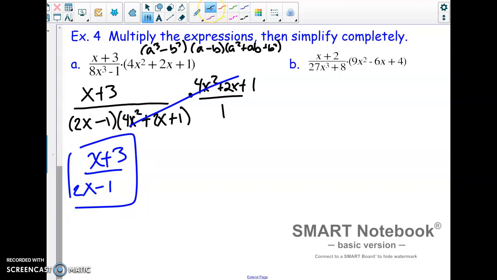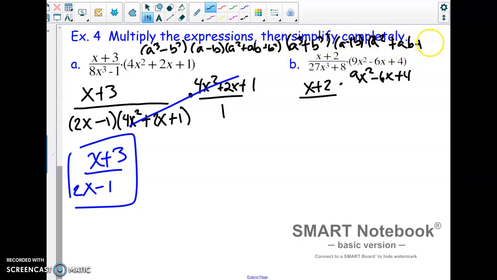So the same thing's going to happen for d. We're going to have x plus 2 times 9x squared minus 6x plus 4. Got to remember those differences. This one will be the sum formula. Remember, my sum formula says a cubed plus b cubed, so I have a plus b times a squared minus ab plus b squared. So first sign is the same, second sign is opposite, and then last sign is always positive. So we're going to put that over 1.